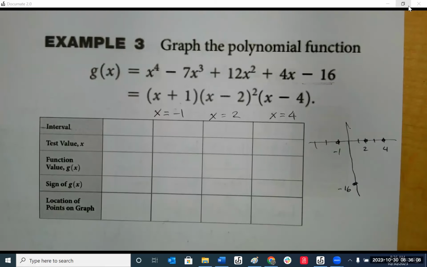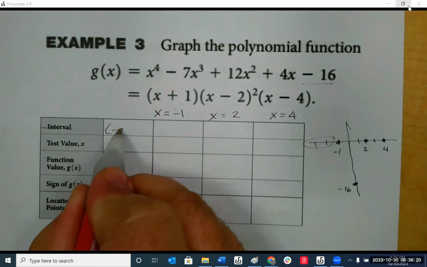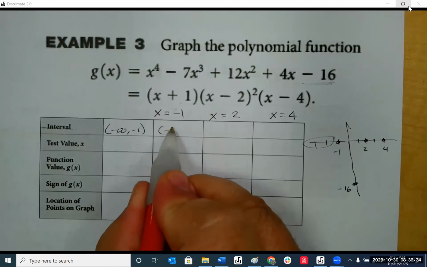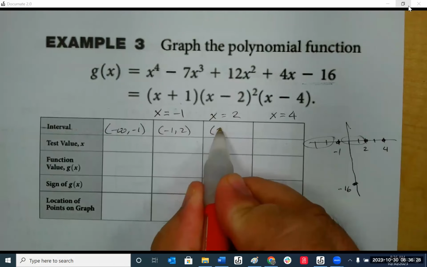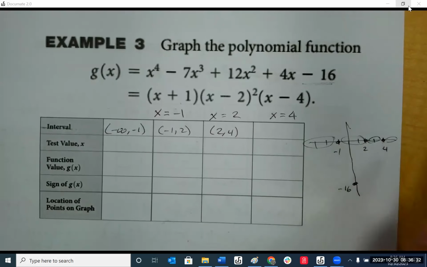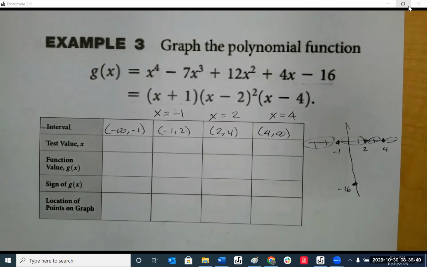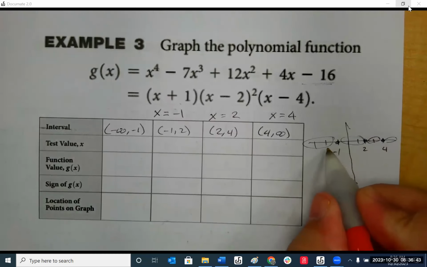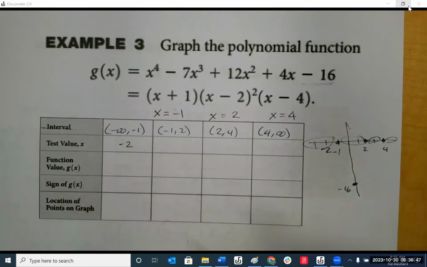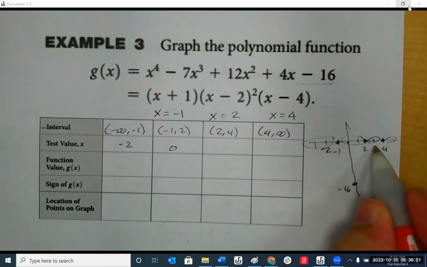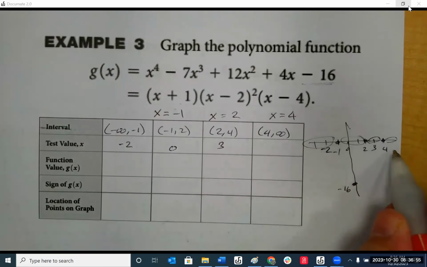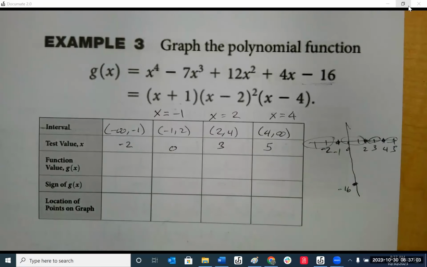So what are my intervals? Very good. -infinity to -1. Very good. Excellent. Perfect. Right. Then we take a test value. So I'll go -2, 0, 3, and 5. Now the test value has to be a number inside that interval. It cannot be the endpoints.